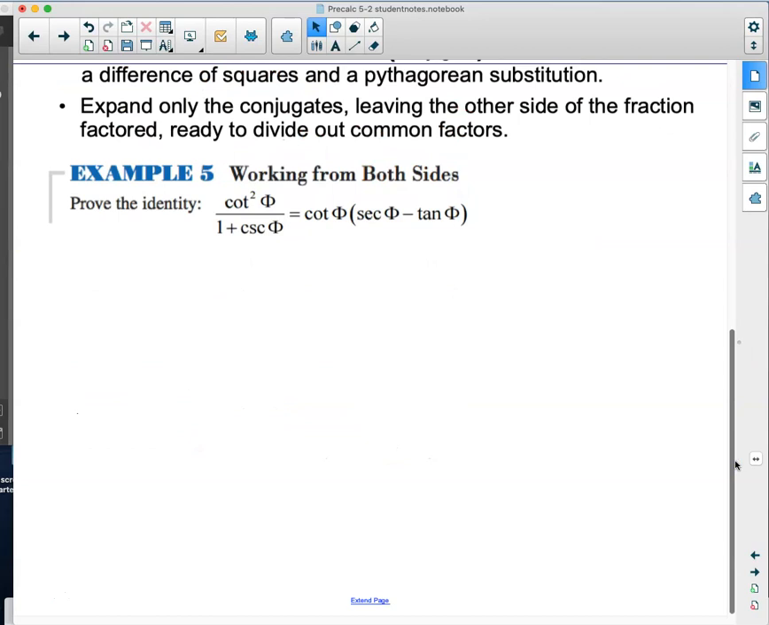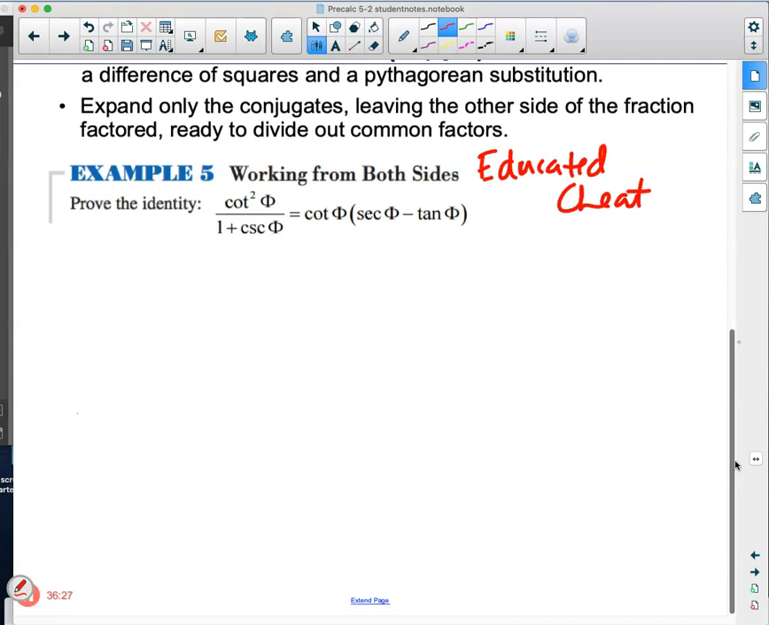Now, this one takes a while, so I had best check the clock. We're good. Should be able to get through this one. Now, this is what I called the educated cheat before. Better spell educated right. That would be a crime. Working from both sides. Sometimes our proofs just become so complicated that we kind of lose track of where everything is. And here's why that's going to happen with this one. Do you see any primary trig functions up there? And that's when you kind of go, oh my goodness, there's going to be a lot of reciprocals here.